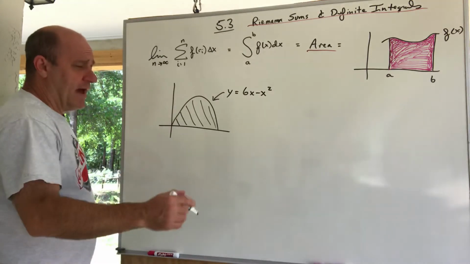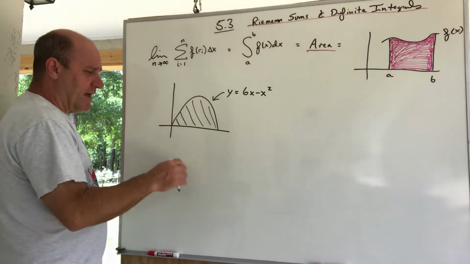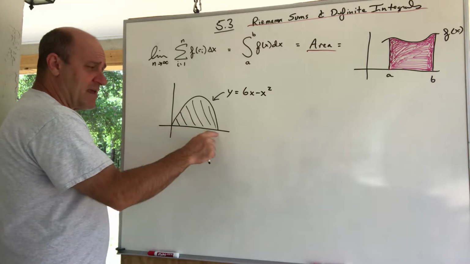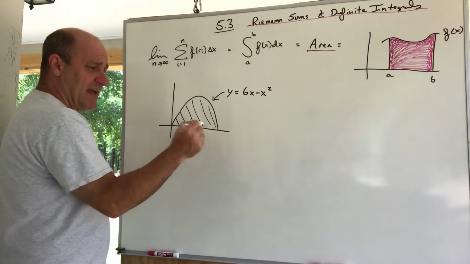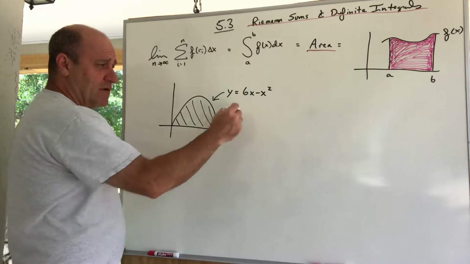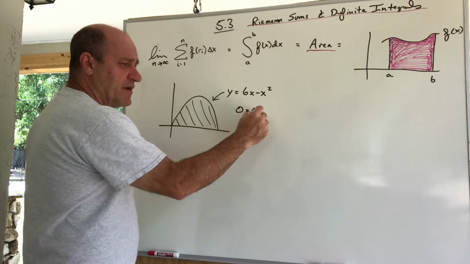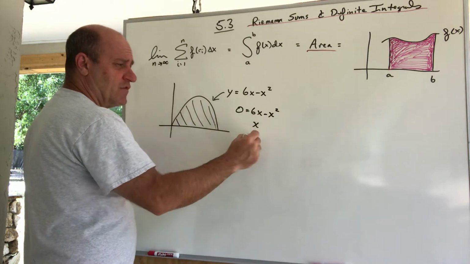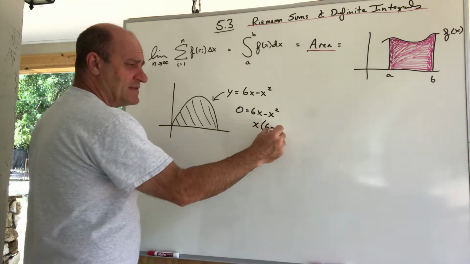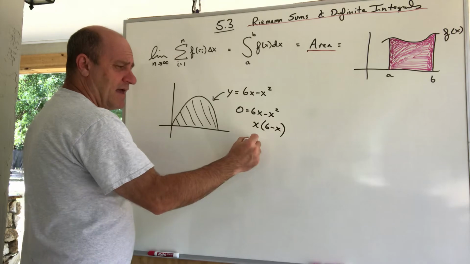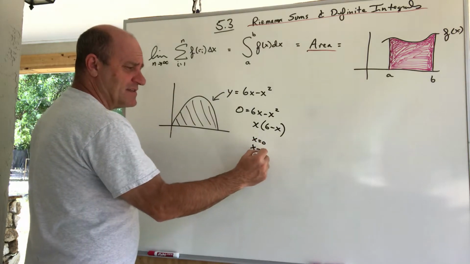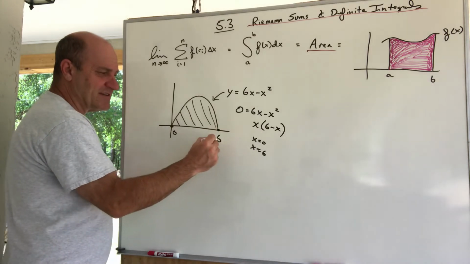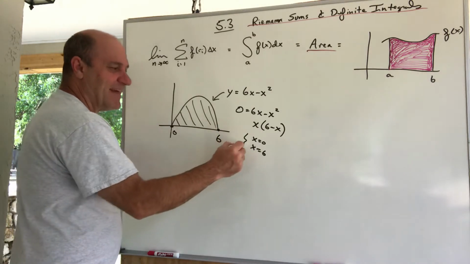You might need to know your a and b. To find a and b, I'm looking for the x-intercepts. So maybe I need to do a little algebra. I'll set this equal to 0 and factor out an x. And x is 0, and x is 6. So it touches here at 0, and it touches here at 6. Okay, cool. That's what I needed.